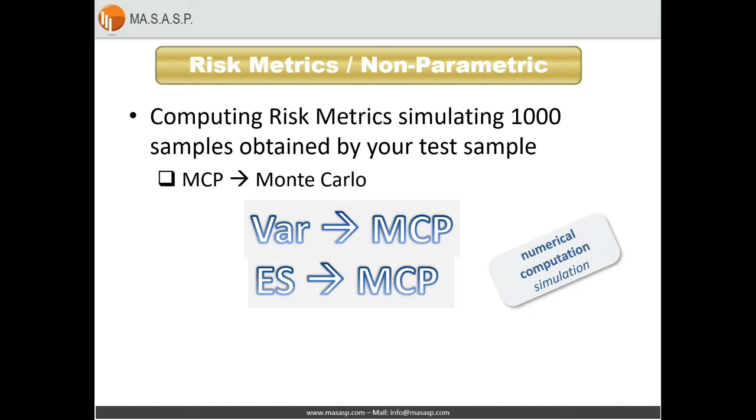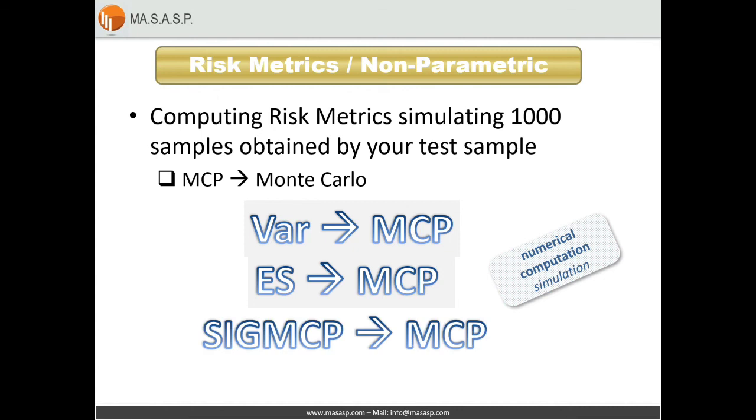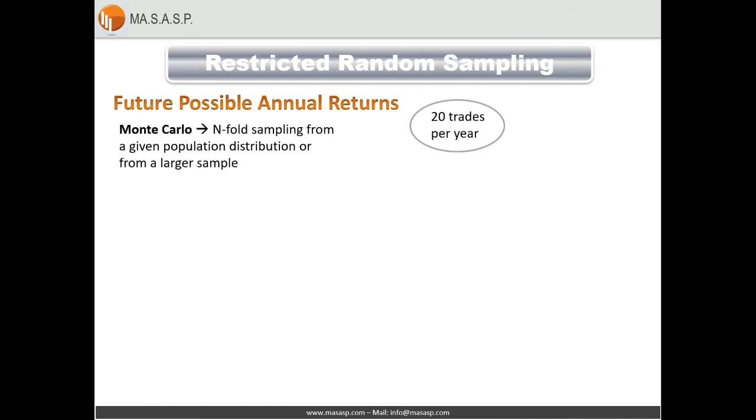Remark that also the standard deviation can be estimated by means of the Monte Carlo simulation. That is reported as SIG-MCP. Let's see how this Monte Carlo method works. This method consists of n-fold sampling from a given population distribution or from a larger sample.